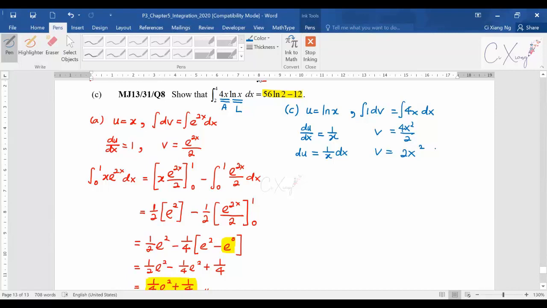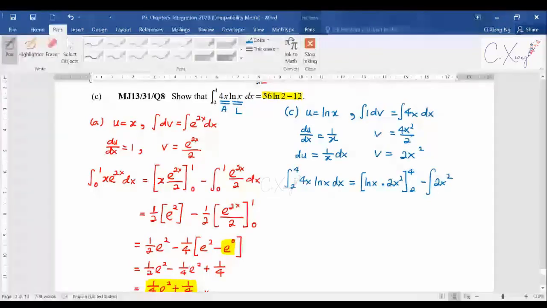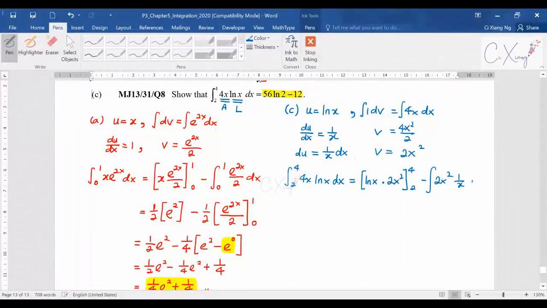Once you complete the very first step, where one part you differentiate and one part you integrate, then you can start to apply the main idea of integration by parts. From 2 until 4, you have 4x ln x. Your formula is uv, so u is ln x multiplied with v, which is 2x squared, and then you substitute in the limit, which is 4 and 2, minus the integral of v du. So your v is 2x squared, du is 1 over x dx. Again, the limit is still from 2 until 4.